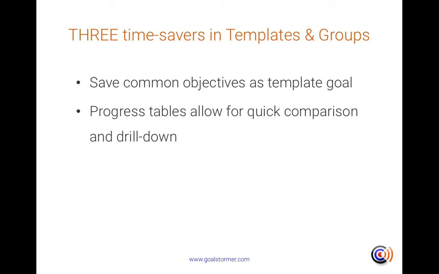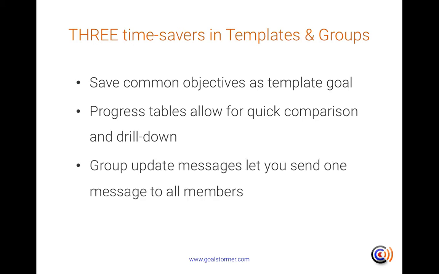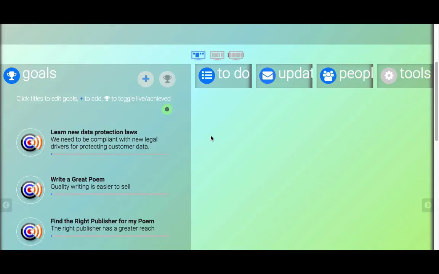We'll show you how to use the filtered progress tables to get a quick comparison of how people within teams are doing, or how the people working on common goals using templates are all doing relative to one another. And we'll show you how you can send short, simple group update messages, one message to all members, to make communications more efficient. Sometimes we find that we're using the same goal, the same objective over and over and over again.